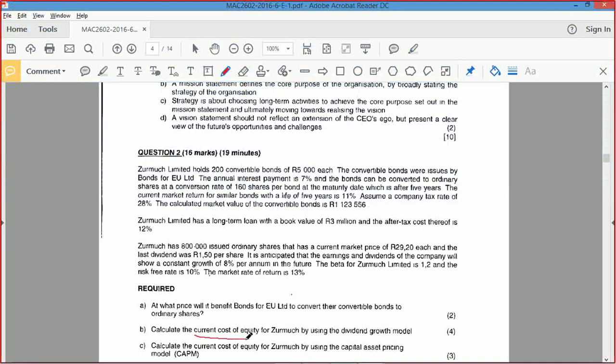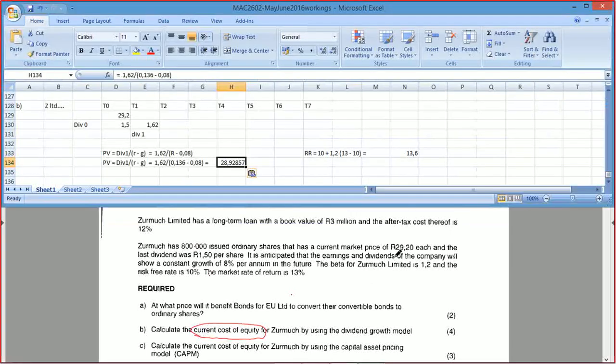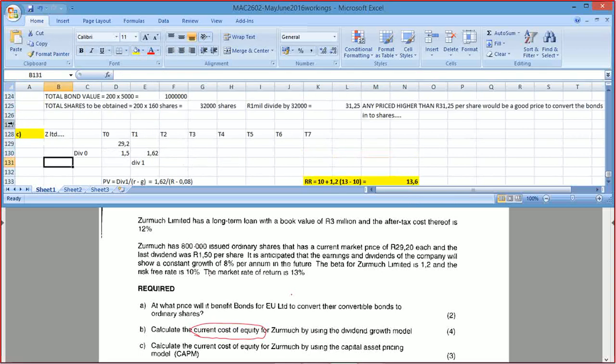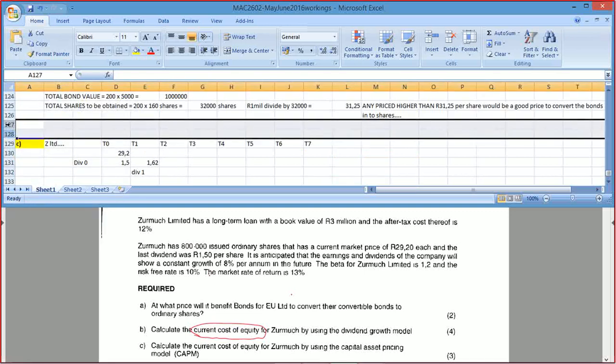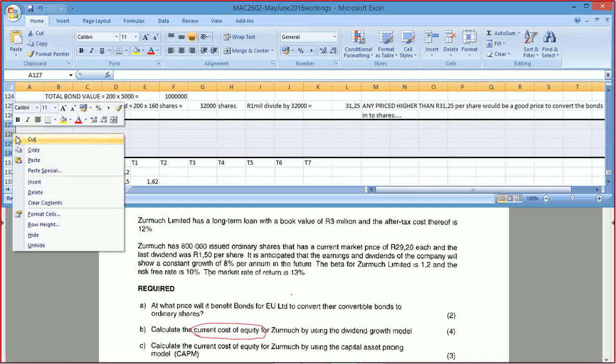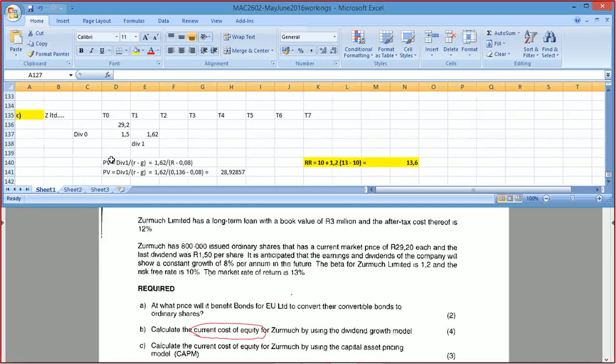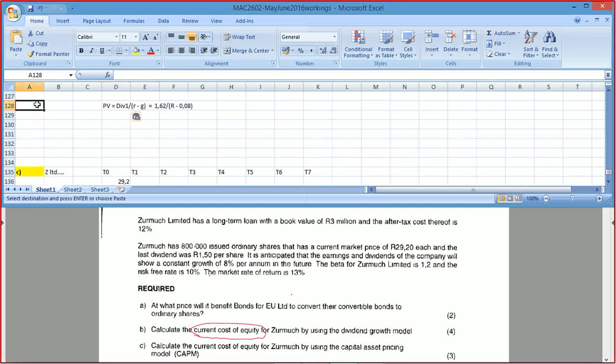Calculate the current cost of equity for Z by using the dividend growth model. Oh, okay, I see what they're asking for. They're asking for the cost of equity based on the current price. What I've done here is worked out the price based on Gordon growth. Calculate the cost of equity for Z using the capital asset pricing model, so this is actually C. C is that answer there. Yes, sir. B is asking you to solve, so they gave you the price and they want you to do this. This is what B is actually asking you for.